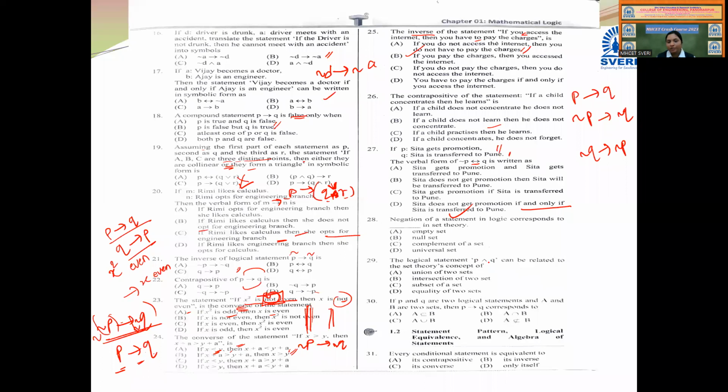The logical statement P and Q can be related to the set theory concept of what? Union of two sets? No. And is intersection. Remember, intersection of two sets. And is intersection and or is union. This is set theory.